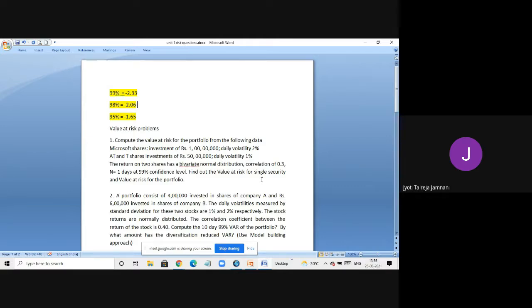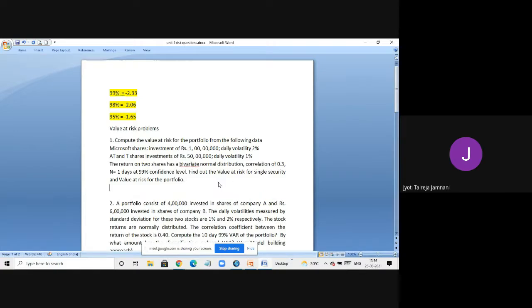So they are asking you for Microsoft what is value at risk, you find separately. For AT&T what is the value at risk, find it separately. And finally for both put together as a portfolio, what is the value at risk we have to find. So let's start. First we will find it for Microsoft. Now how are we going to start, or how are we going to solve it? Okay, so first let's do it as I said.